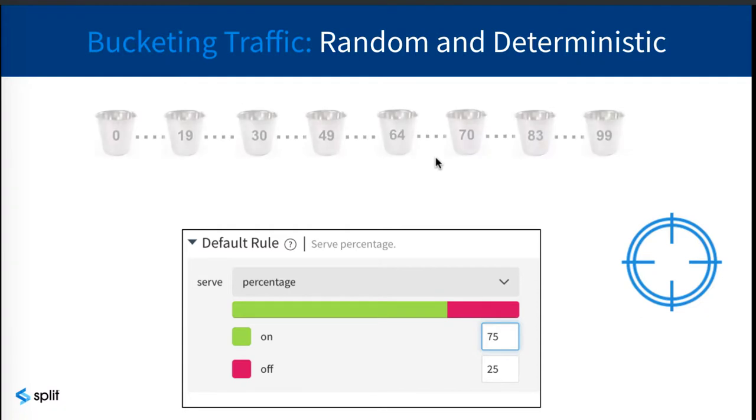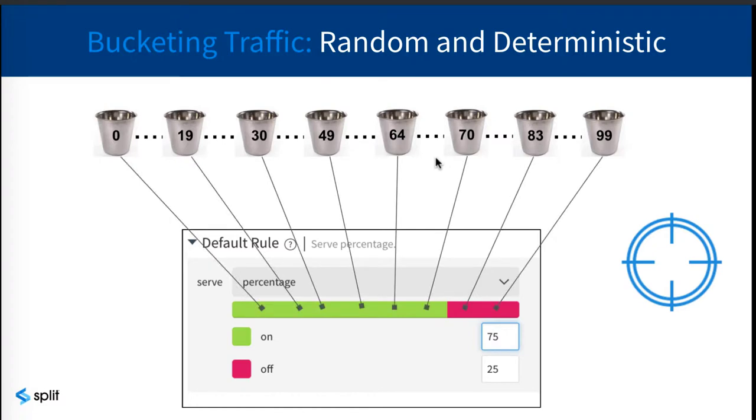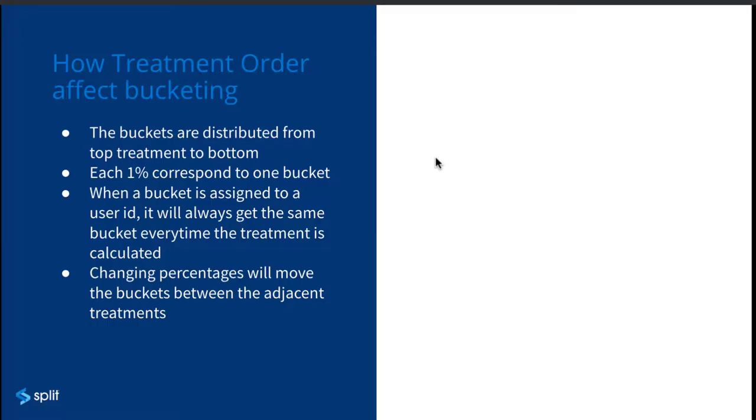So the SDK will do that for every default rule and targeting rule when we use percentage based. And that's what we mean when we say it will be superimposed on the default rule or any percentage-based rule, percentages from 1 to 100%. So why does the treatment order affect the bucketing?